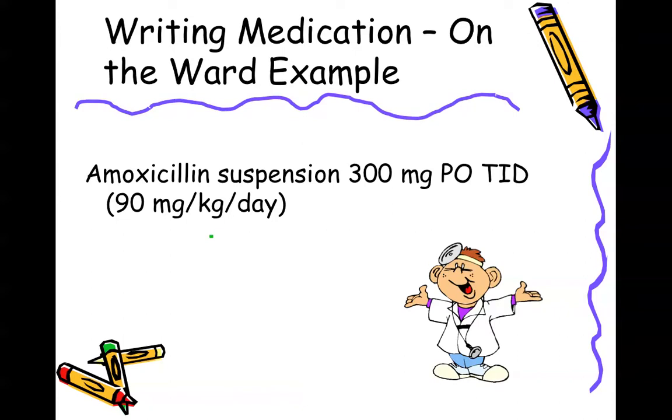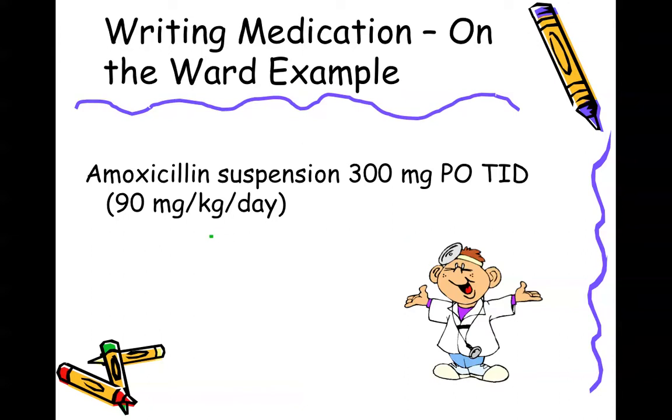And that's easily divided TID, which is the standard frequency of this medication. So the math is easier: when you divide 900 by 3, you get 300. If you divide something less than 900, if you chose 80 milligrams per kilogram per day and multiply that times 10, you get 800.